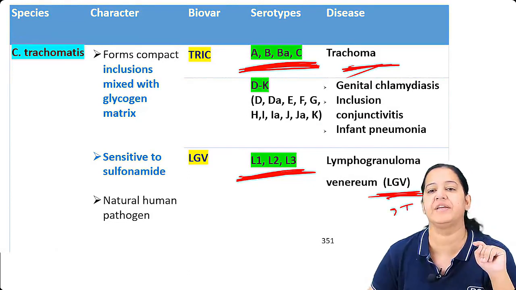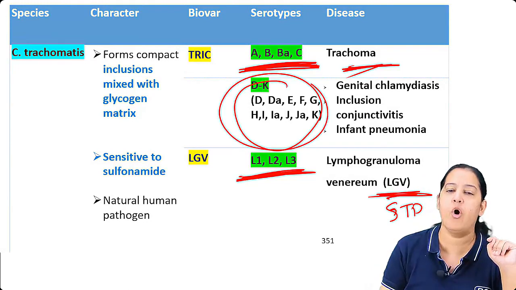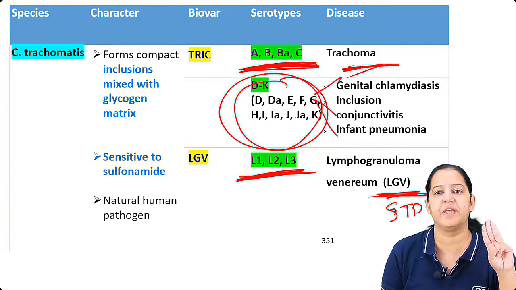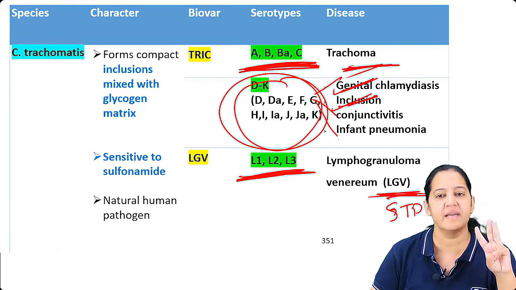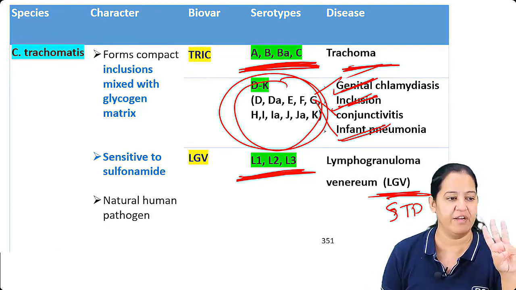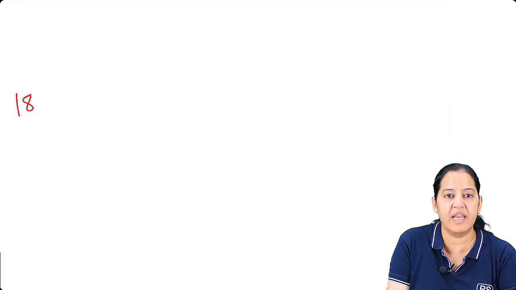It is an STD, a sexually transmitted disease. The remaining all cause three diseases: genital chlamydiasis, inclusion conjunctivitis, and infant pneumonia. Got it? So please learn the total 18 types.